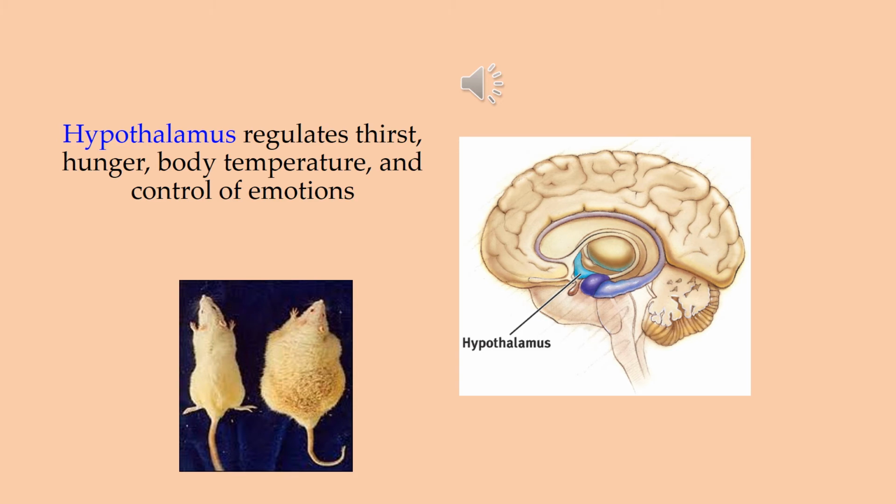The hypothalamus pretty much regulates everything that's hormonal. The hypothalamus tells the master gland or the pituitary gland when to release their hormones. Therefore, it regulates things like thirst, body temperature, emotions, sex drive, growth, and hunger.